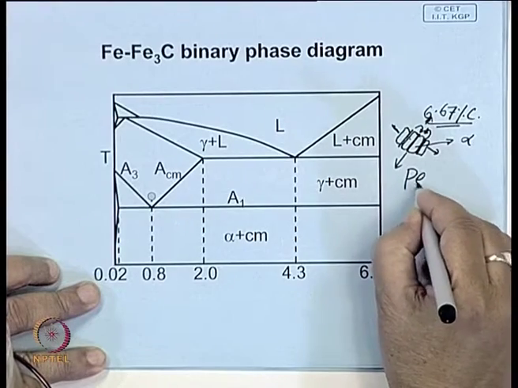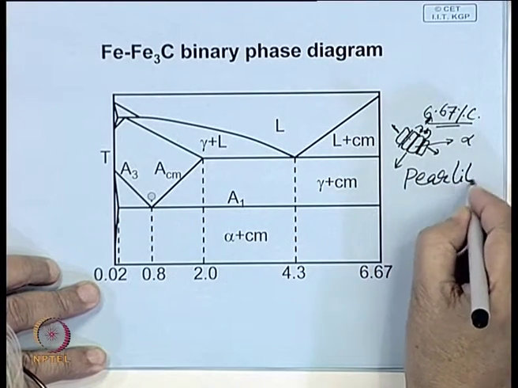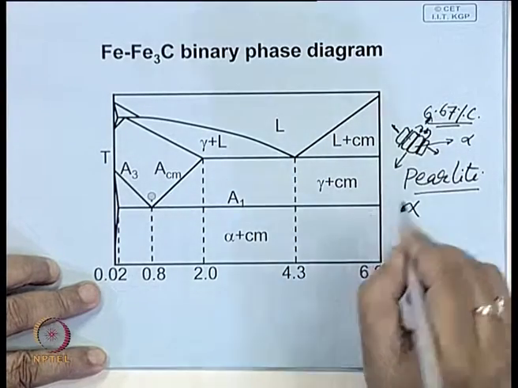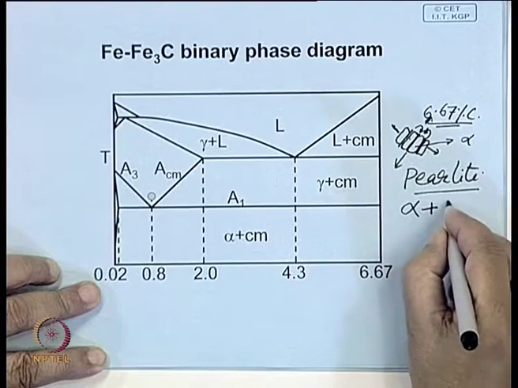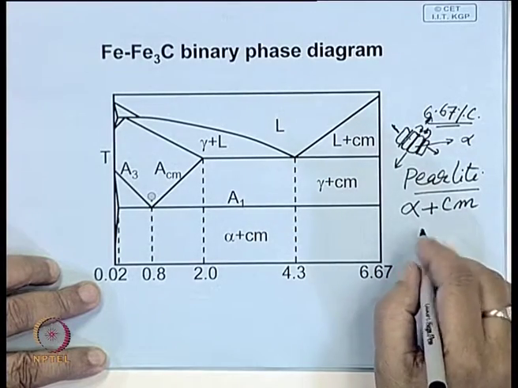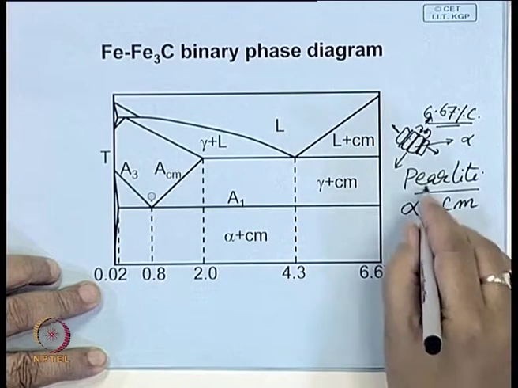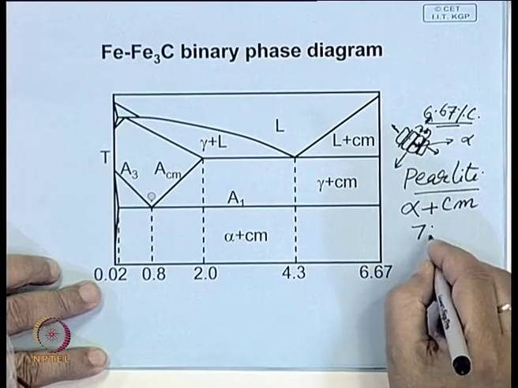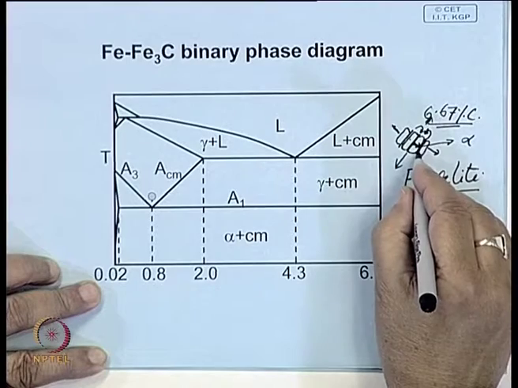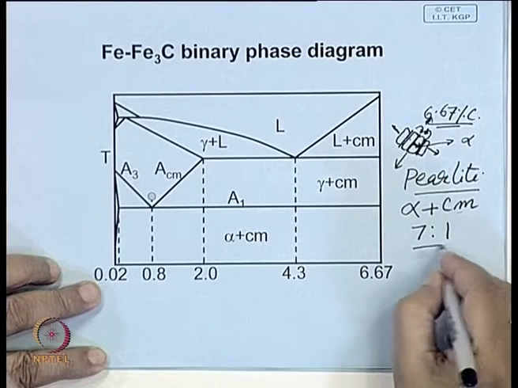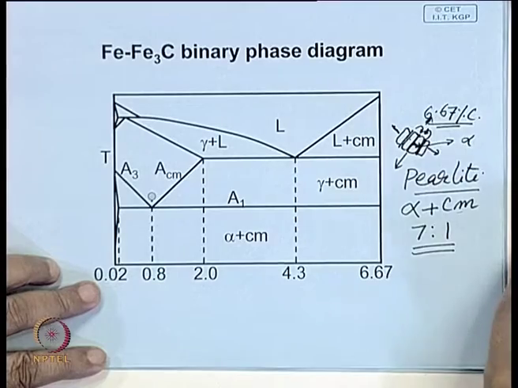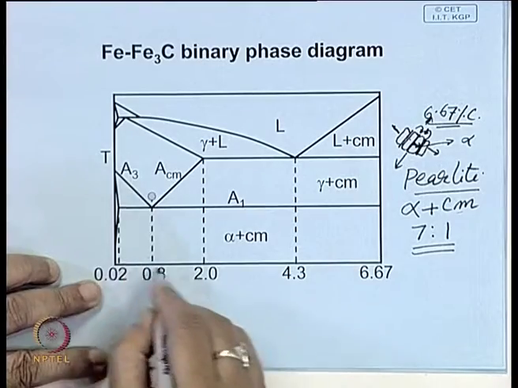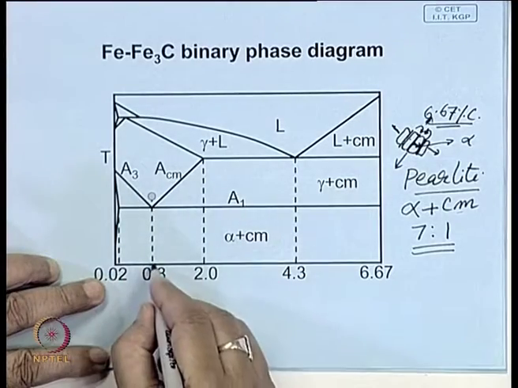This is the perlitic structure. This is called perlite. Perlite, mind you, is not a phase. It is made up of alternate layers of ferrite and cementite, and we saw that the width of this ferrite plate is around, if it is 7, then the width of the cementite is around 1. So, they will be in this ratio 7:1, which you can derive directly from the composition points given in the phase diagram.